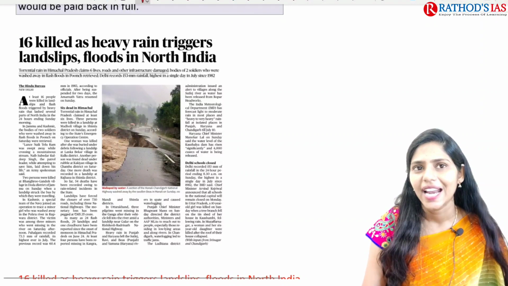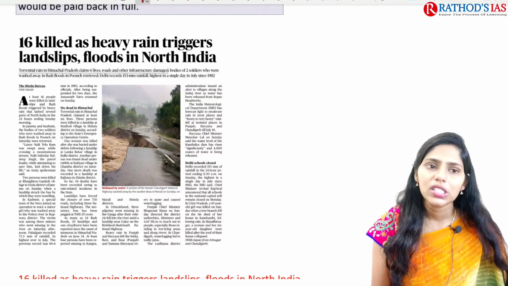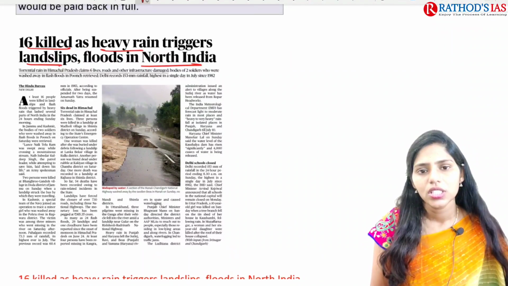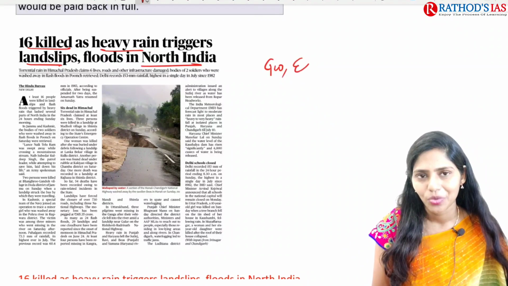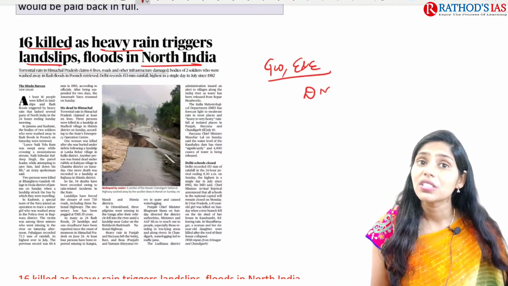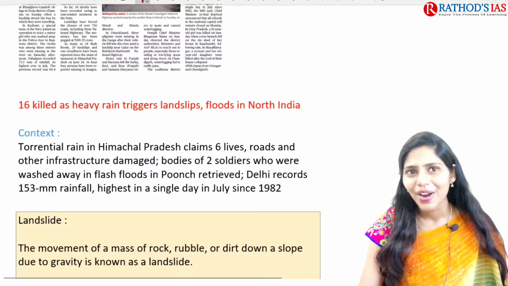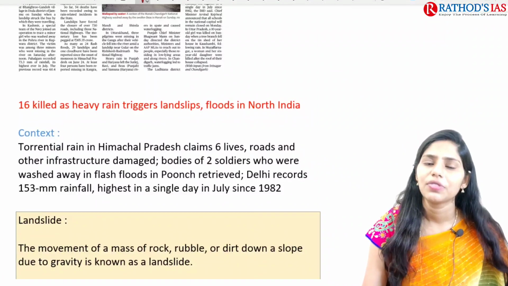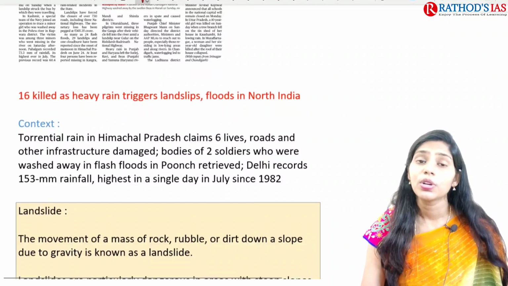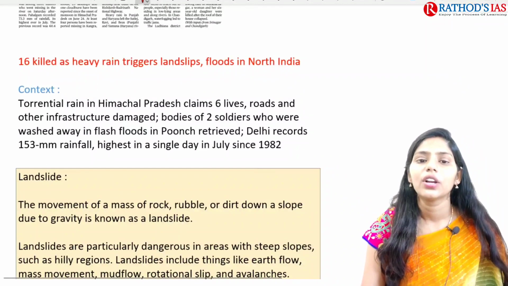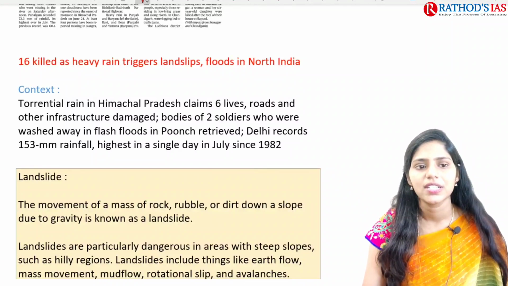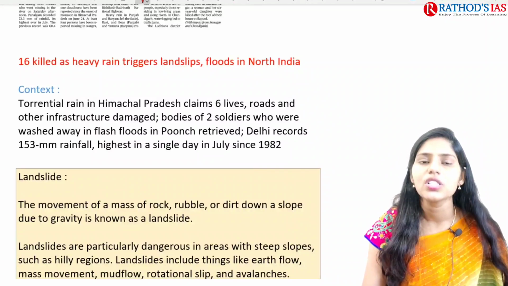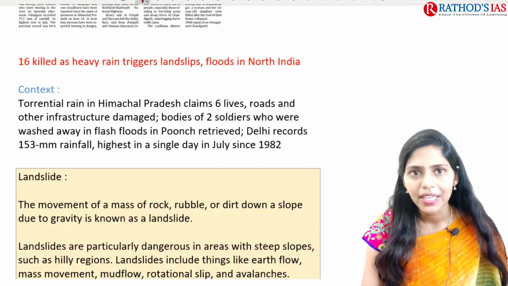It is about landslide or landslip. 16 killed as heavy rain triggers landslips and floods in North India. This article is important from the geography, environment and ecology, and even disaster management point of view. If we talk about the context, there are torrential rainfalls seen in the northern part of our country, for example in Himachal Pradesh, Delhi, etc. Because of that, critical infrastructure like roads and railways, and other infrastructure, has been damaged, and a number of people have died.